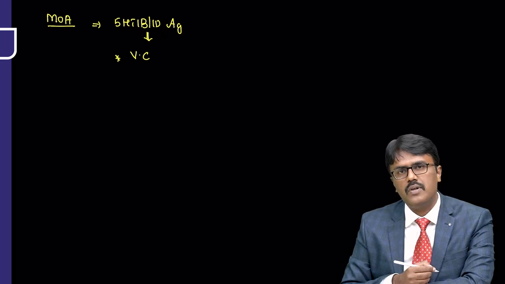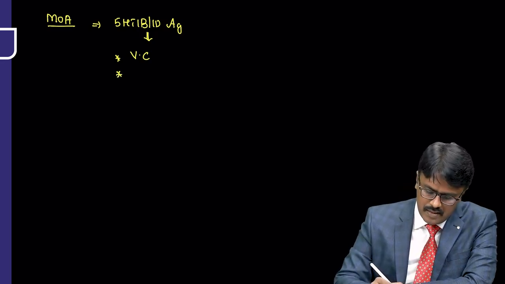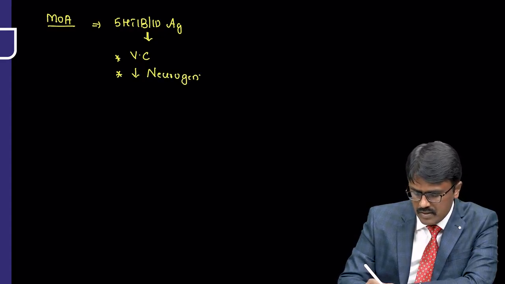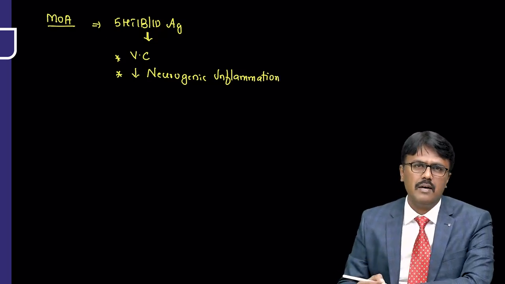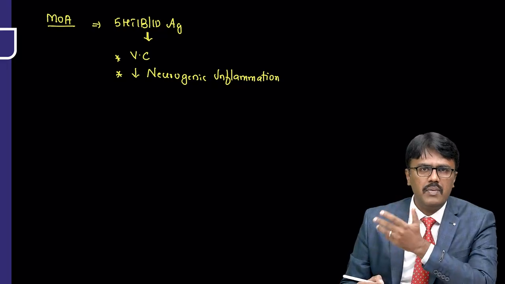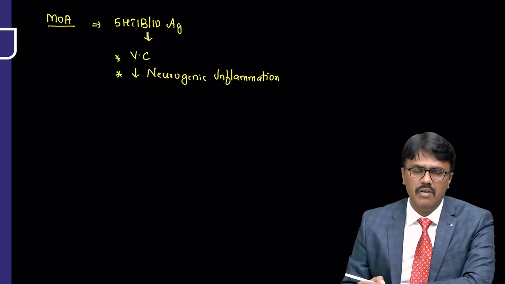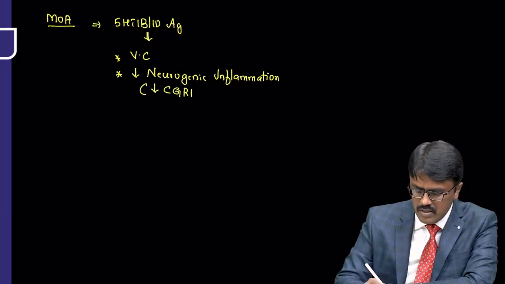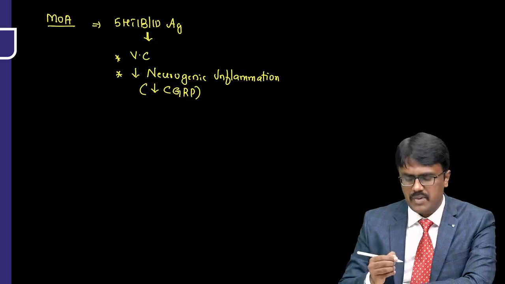You know that in migraine there is vasodilation, so they cause vasoconstriction. Second, they decrease neurogenic inflammation. We all know that migraine is triggered because of the hyperactivation of trigeminal nerve. So when trigeminal nerve is activated, it releases inflammatory mediator, that is CGRP. So it decreases the activity of CGRP. What is CGRP? CGRP stands for calcitonin gene related peptide.